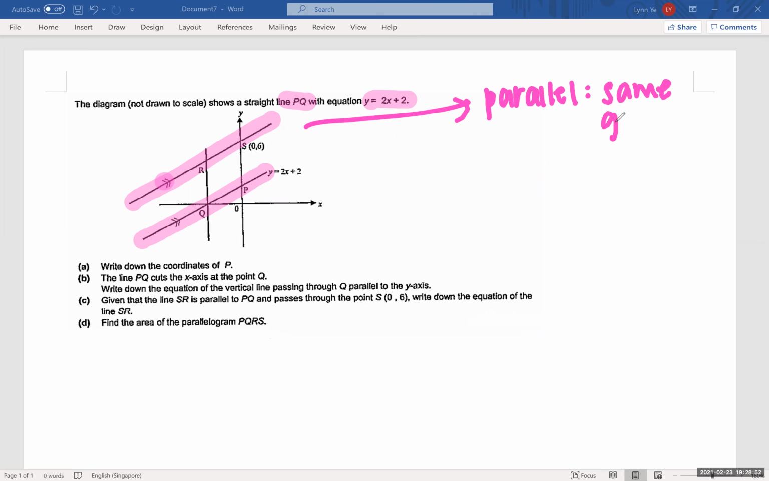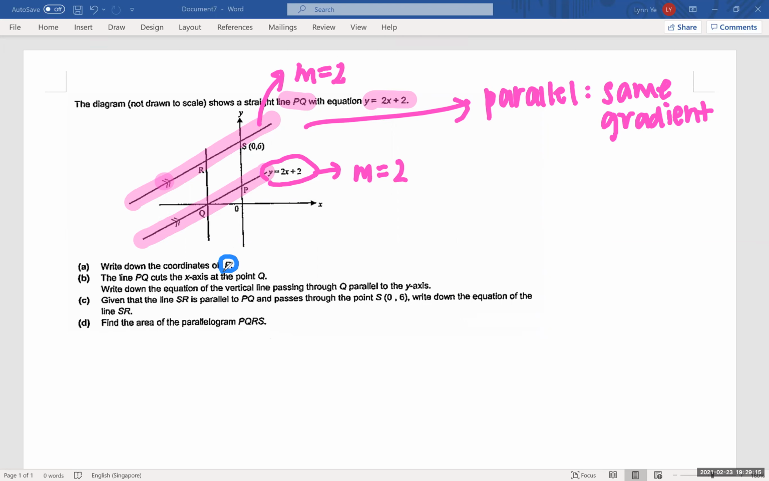So what is the gradient? First thing first, I need to check whether it is in the form of y equal to mx plus c. Yes. And from here, I know that it has a gradient of 2. So therefore, I can say that this line has a gradient of 2 also. Okay, so that's it, done. Next, they say find the coordinates of P. So let's look at P.